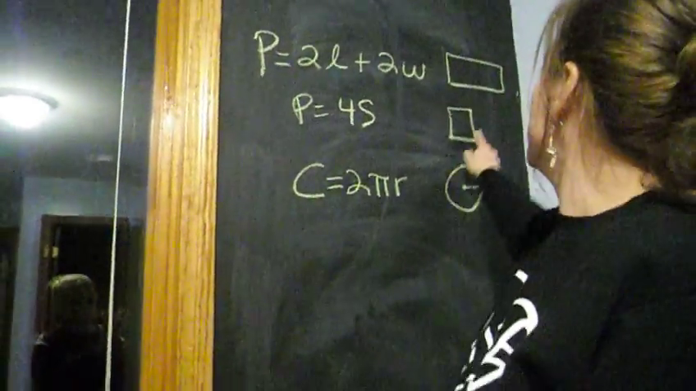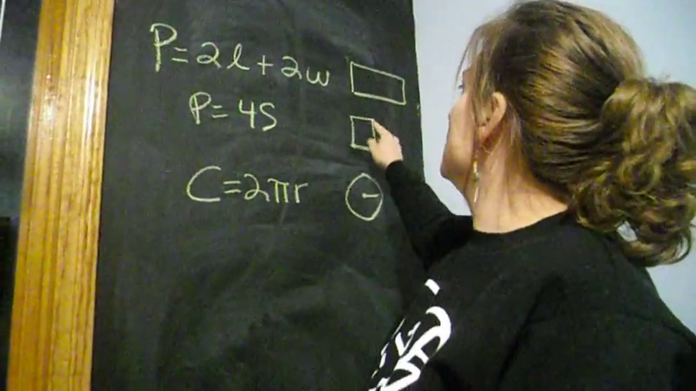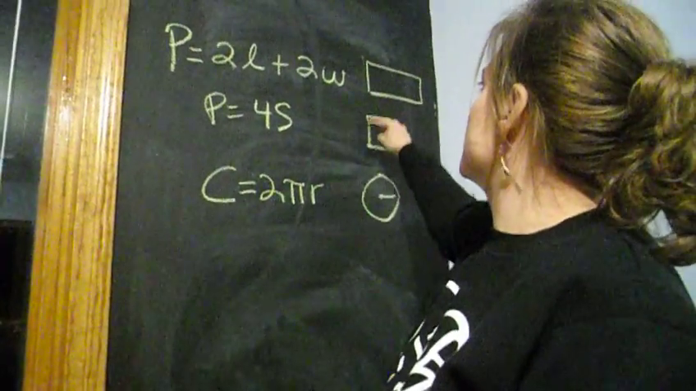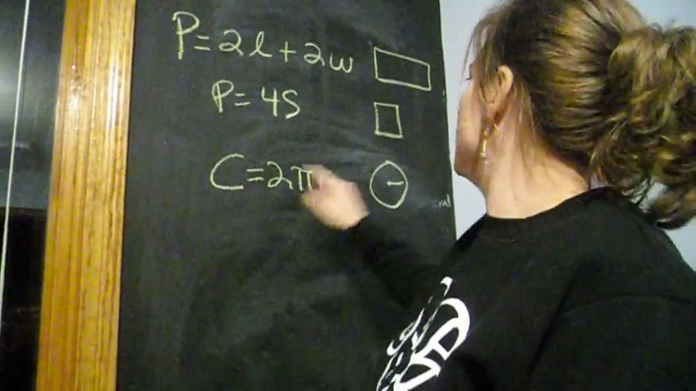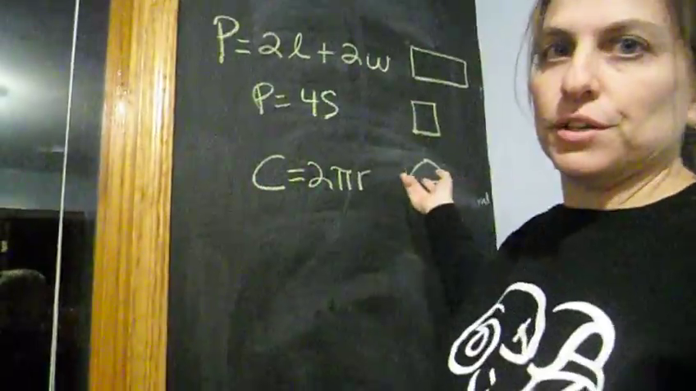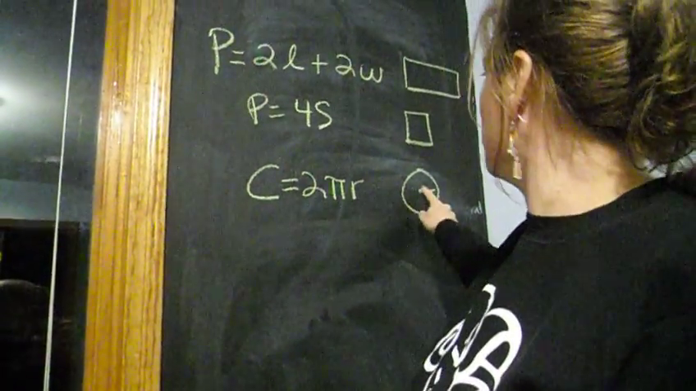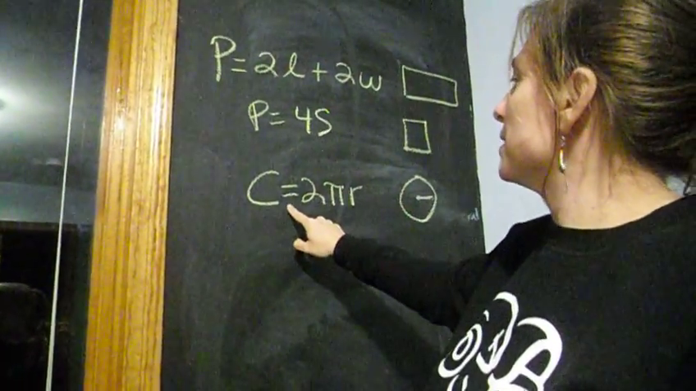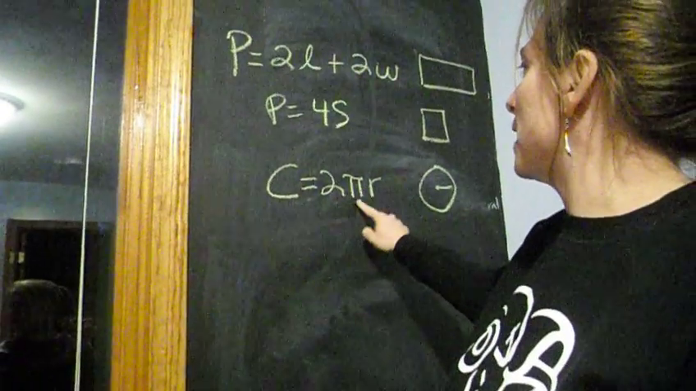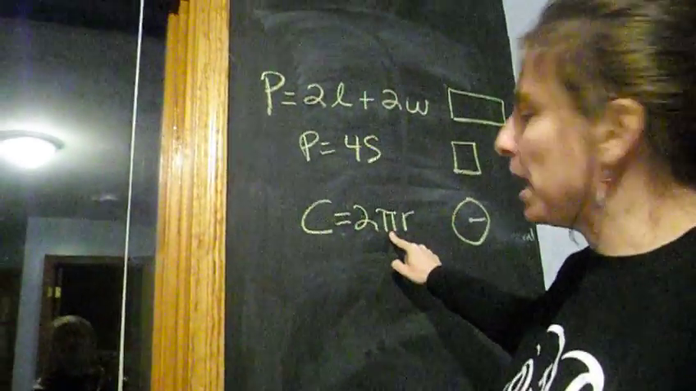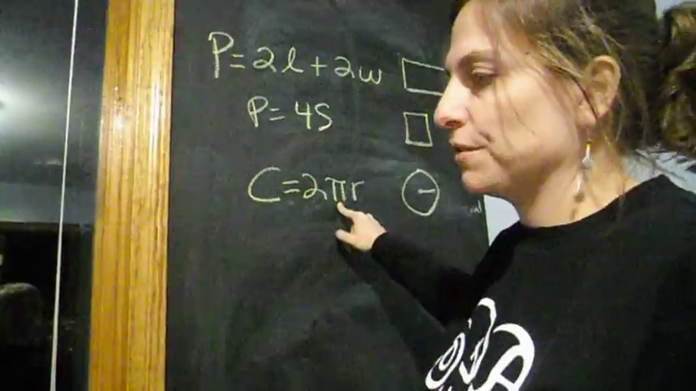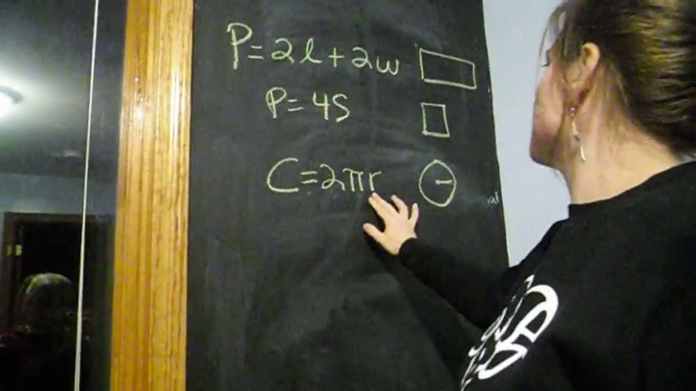That's a rectangle. In a square, all the sides are equal. So the perimeter equals 4 times the side, so 4s. And then in a circle, and I'm not sure if you've learned this or not, but this is a radius. So a circumference equals 2 pi r. 2 times pi, which is 3.14 and so on, times the radius.